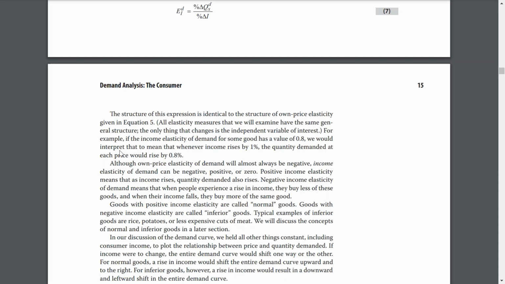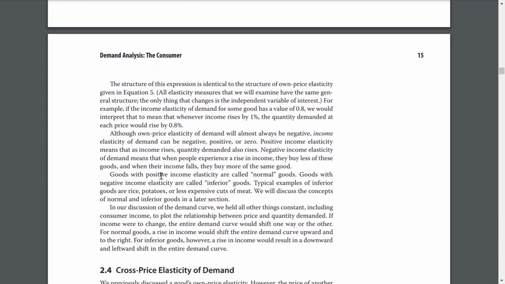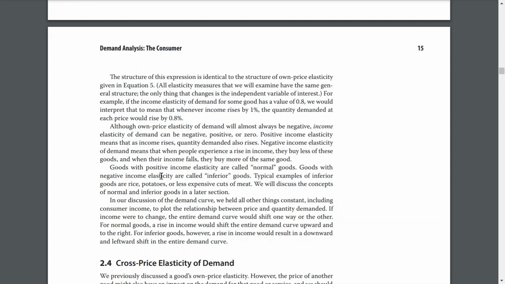For example, if the income elasticity of demand for some given good has the value of 0.8, we will interpret that to mean that whenever income rises by 1%, the quantity demanded at each price will rise by 0.8%. Although own price elasticity of demand will almost always be negative, income elasticity can be negative, positive, or zero. Positive income elasticity means that as income rises, quantity demanded also rises. Negative income elasticity of demand means that when people experience a rise in income, they buy less of the good, such as inferior goods, and when income falls, they buy more of the same good.